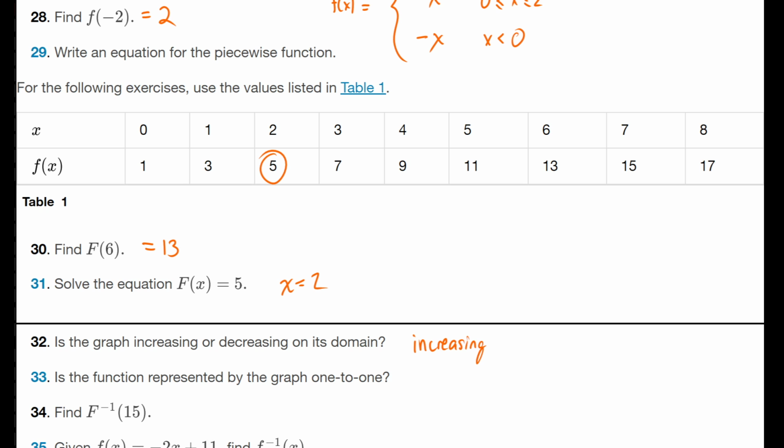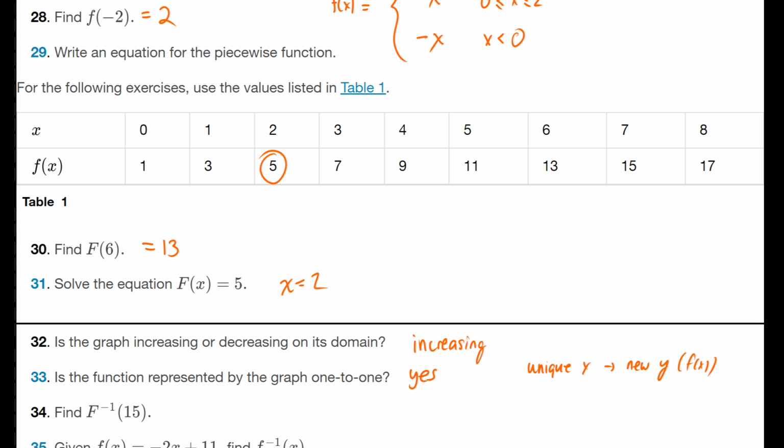Is the function represented by the graph 1 to 1? So every single x value is going to give us a unique f of x value. So the answer to this is yes. In other words, a unique x gives us a new y, or what we would say here is an f of x.